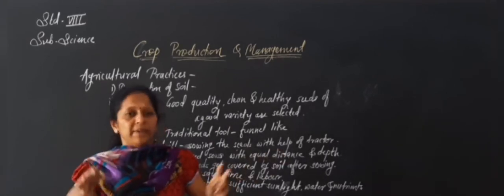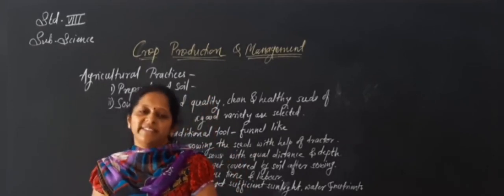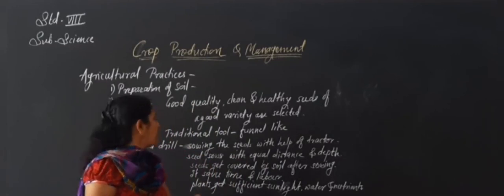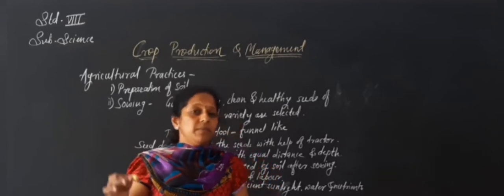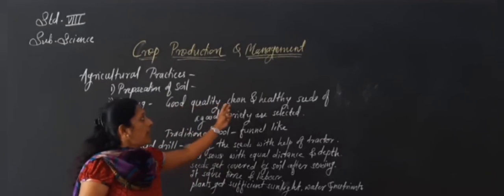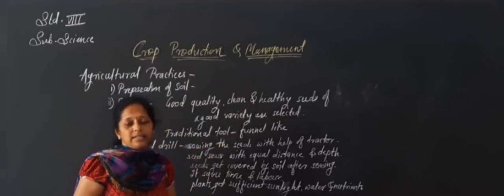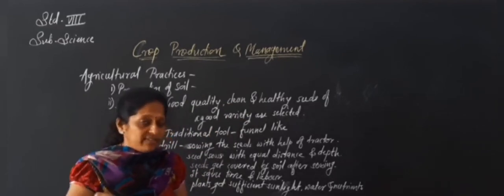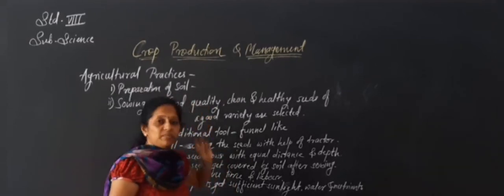Now after the preparation of the soil, it is necessary to sow the seeds. But sowing is not done by directly taking the seeds from the shop and immediately sowing them. It is necessary to select good quality, clean and healthy seeds of a good variety. Why? Because when we are sowing, the quality of the seed is very necessary.